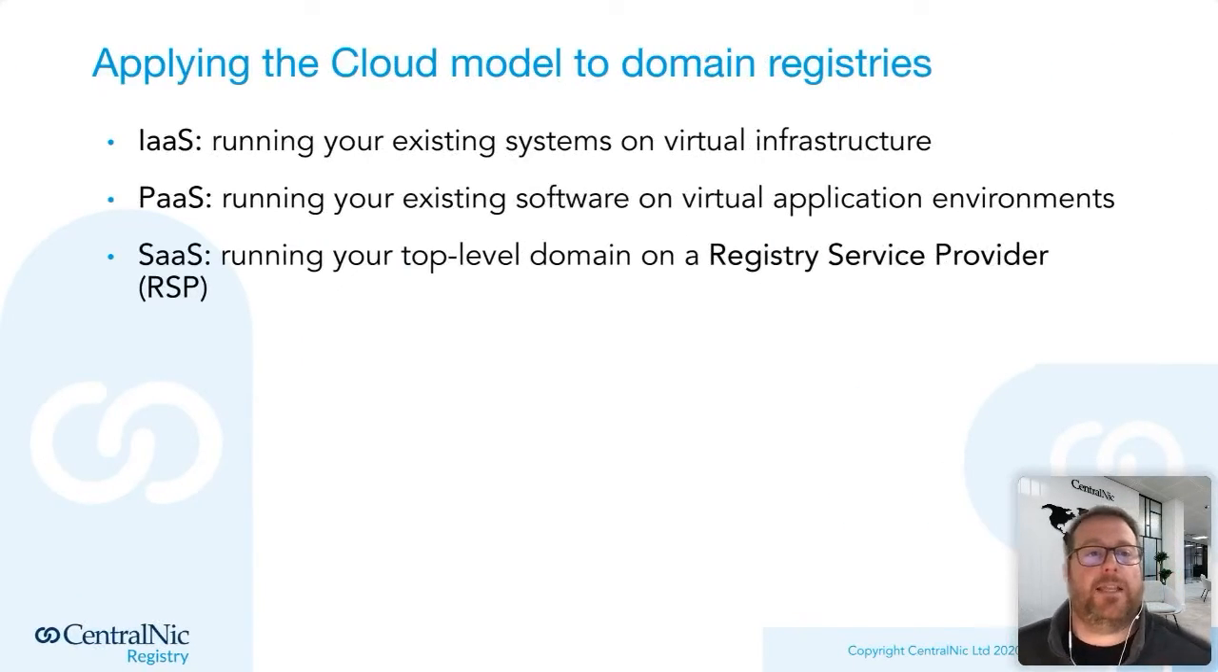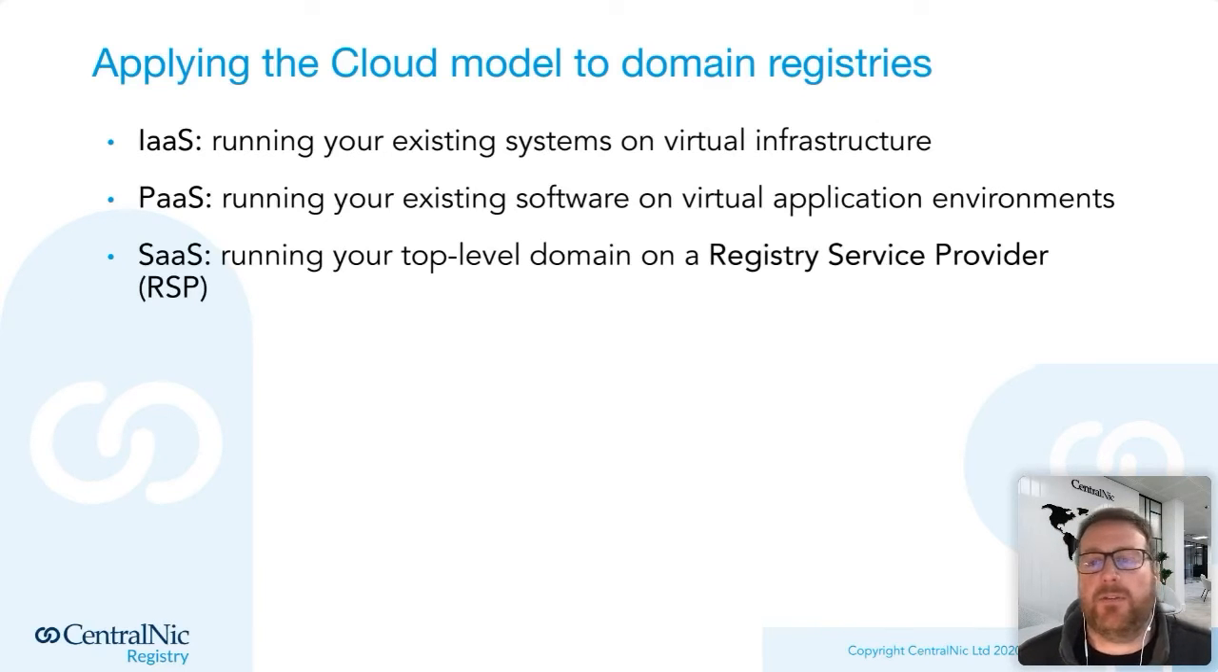So let's take that cloud model that I just outlined and apply it to the domain name registry world. Let's say you're a domain name registry and you have the need to run a domain name registry system. You can look at the three different cloud models and say, well, what does that look like for us? So, like I said before, the infrastructure as a service, that looks very much like a lift and shift. So you take your existing infrastructure design and you translate it into a virtual infrastructure. So a physical server becomes a virtual server, and a physical load balancer becomes a virtual load balancer, and so on. But more or less, everything runs the same.